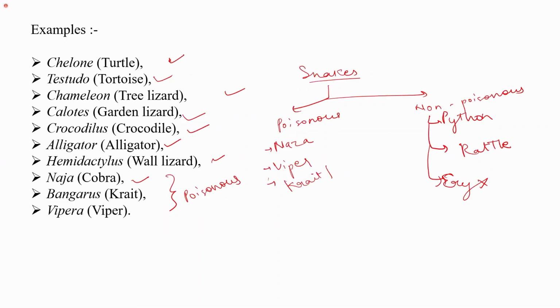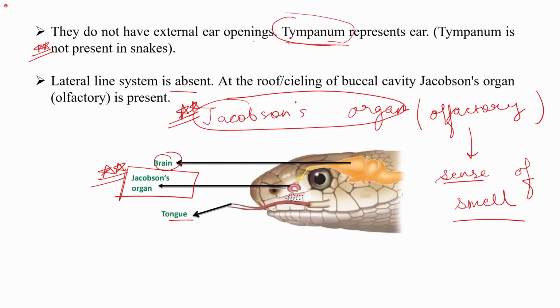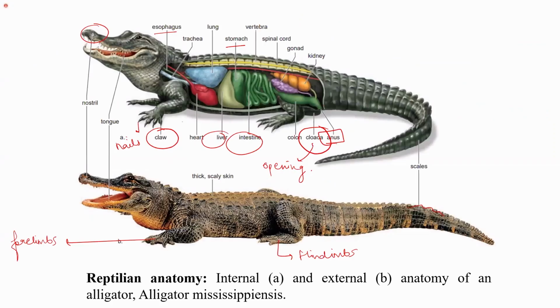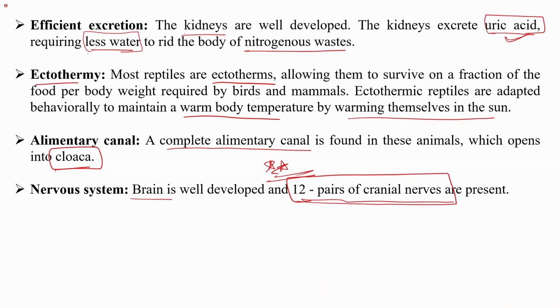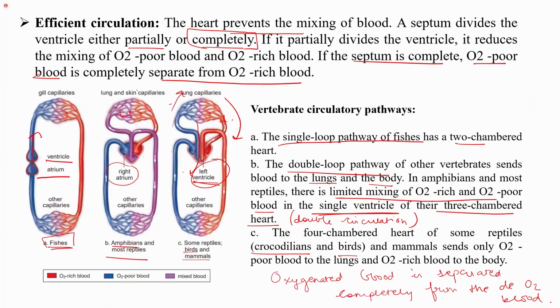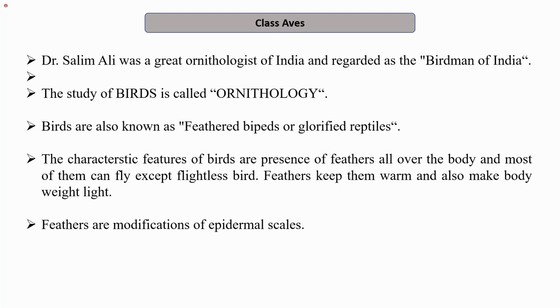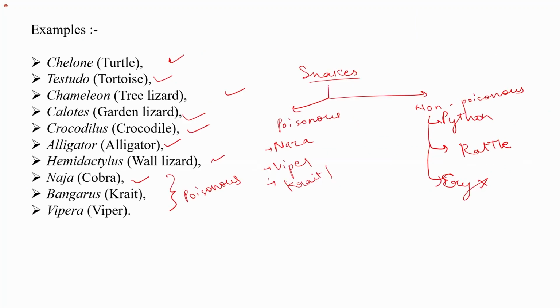The most important characteristic of this class of animals is, firstly, Jacobson's organ, which is an olfactory organ. Secondly, they are well adapted for the terrestrial lifestyle. They have paired limbs. They have skin which is thick and dry, which is impermeable and thus prevents dehydration. They have efficient breathing as well as a well efficient circulatory and excretory system. One thing I forgot to mention is that the study of reptiles is known as herpetology. Right?